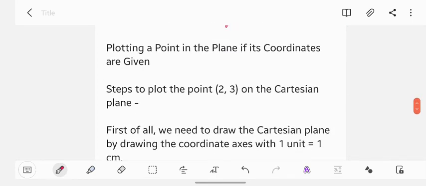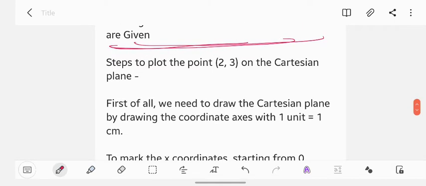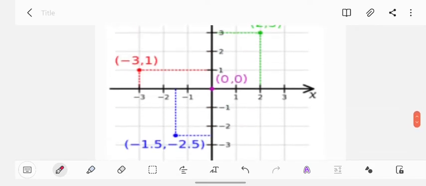Now, plotting a point in the plane if its coordinates are given. Suppose the coordinates are given, how to plot a point in a given plane. Let's take an example here with 2 and 3, where 2 is x and 3 is y. How will you plot it? Look at this now.